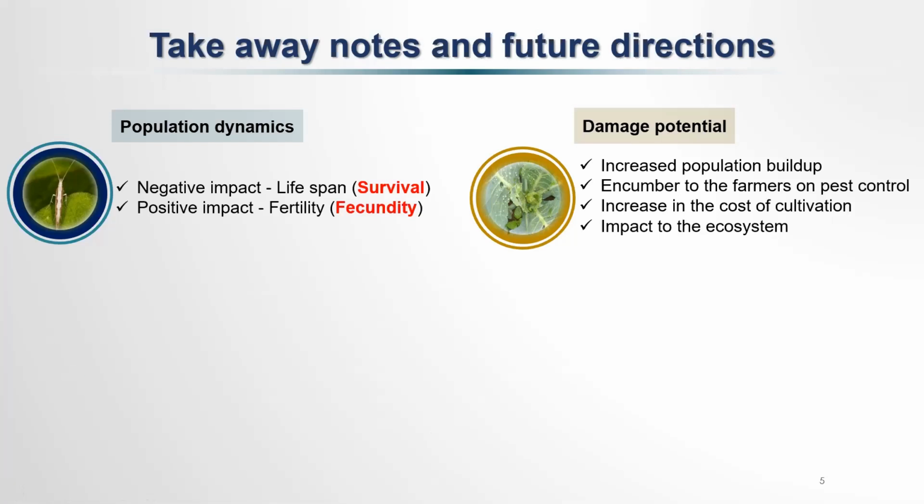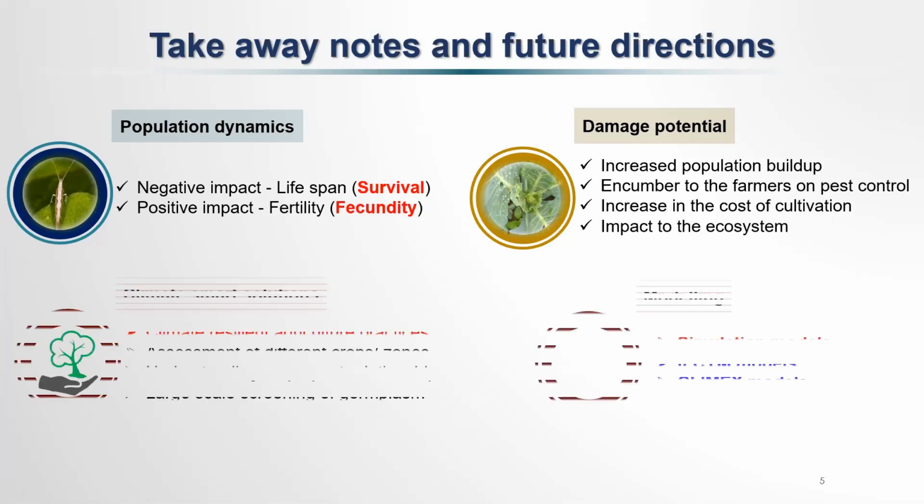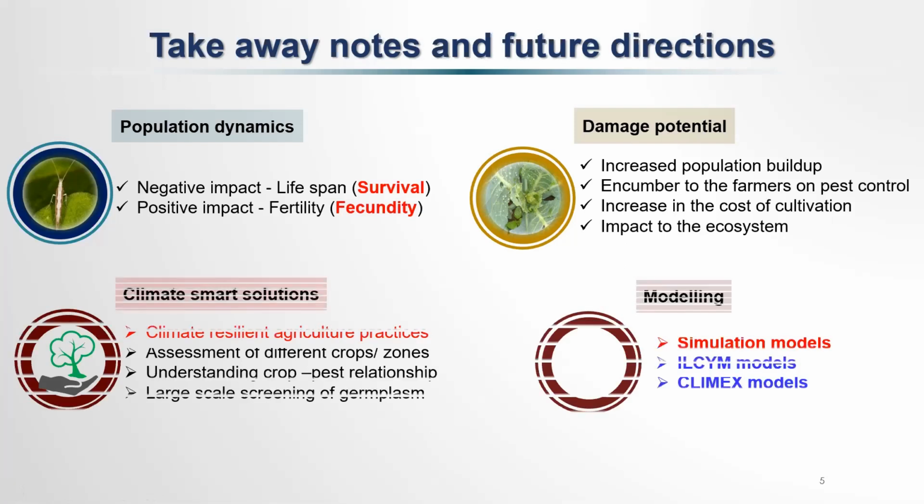And what we could do to combat these problems is that we should follow climate resilient agricultural practices, and we should understand the crop pest relationship in a better manner. We could also go for screening of heat tolerant varieties, which would provide solutions for these problems. And we are also planning to use modeling softwares such as ILCYM and CLIMEX and various other softwares, so that we can predict the population dynamics in the future days that are going to come. Thank you.